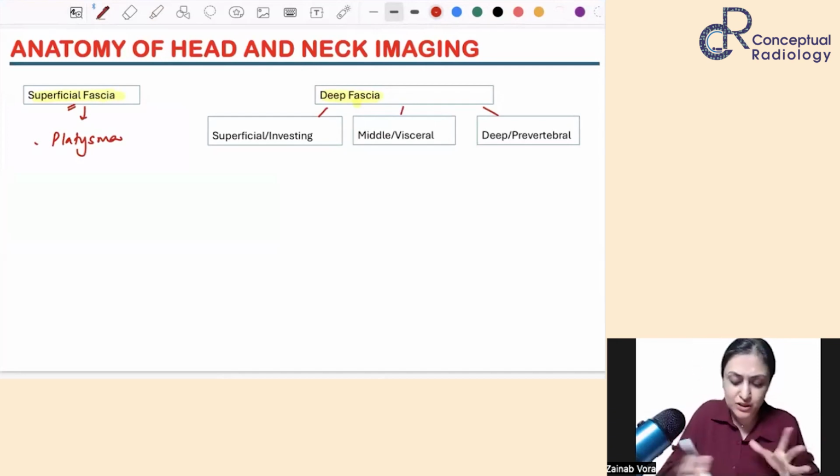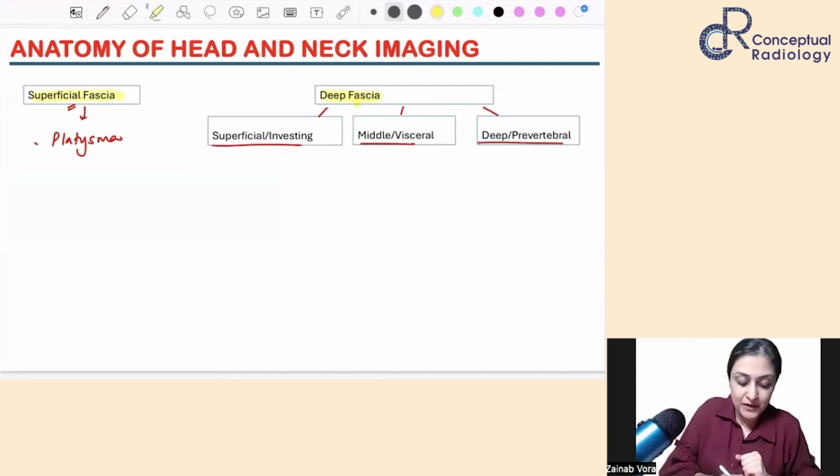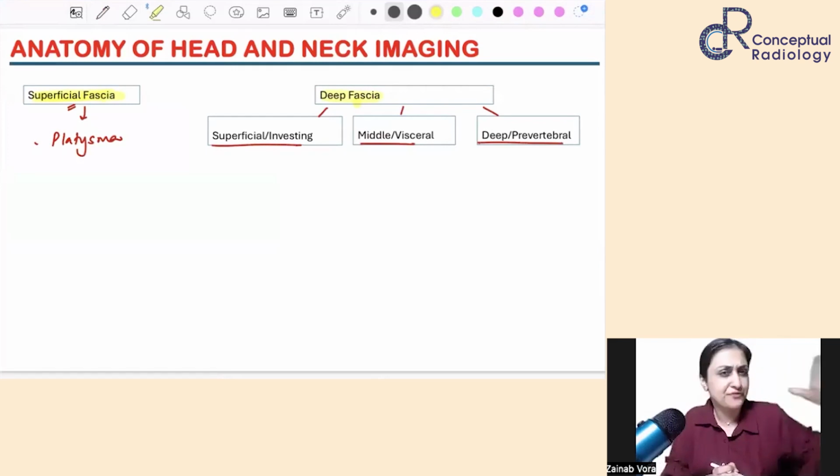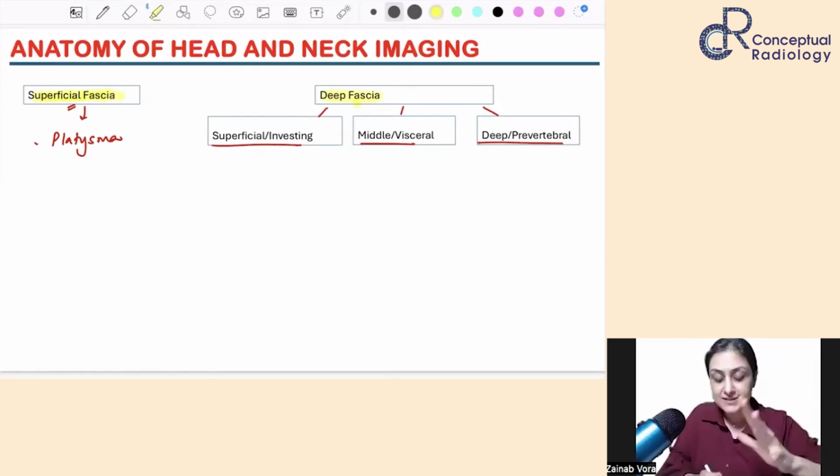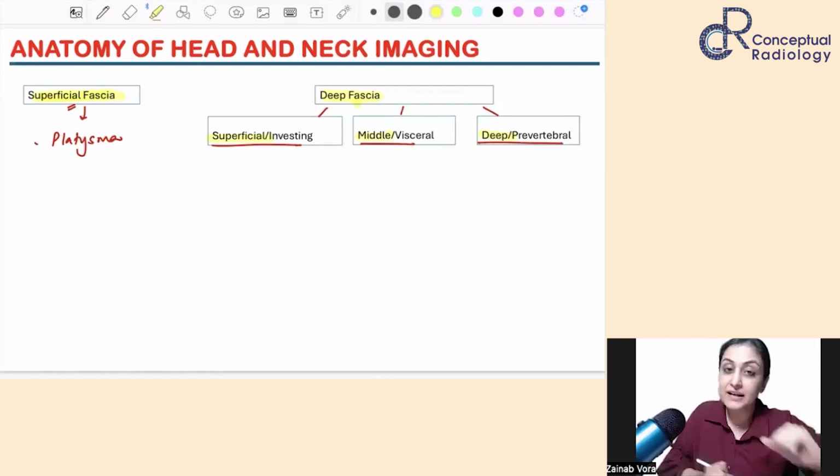So here there is a little confusion because the names are complicated. One is the superficial, middle, and deep. So remember superficial fascia, just forget about it. Deep fascia has 3 layers: superficial, middle, and deep.